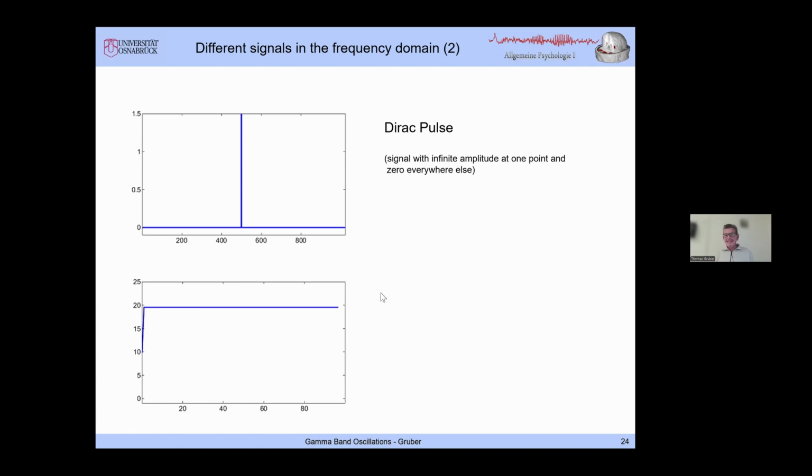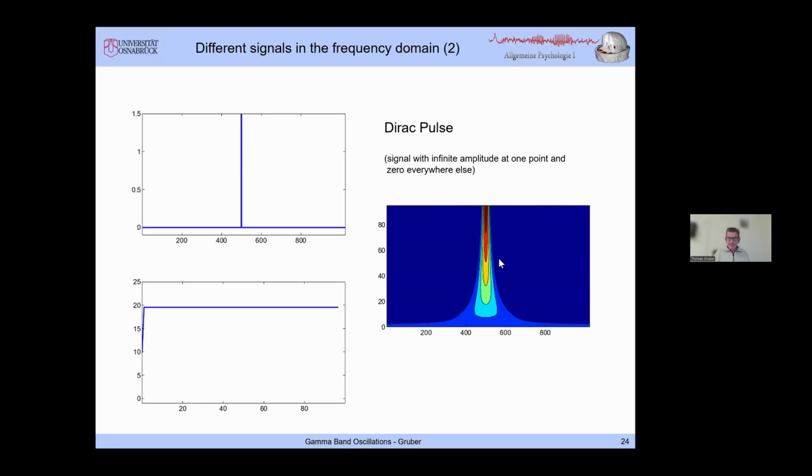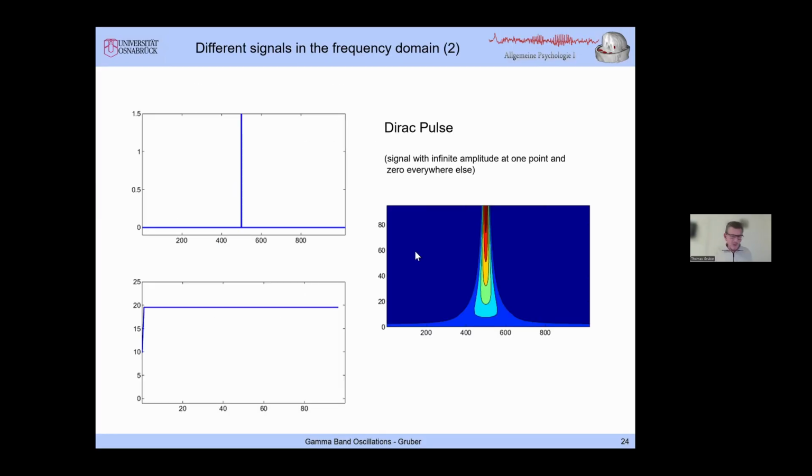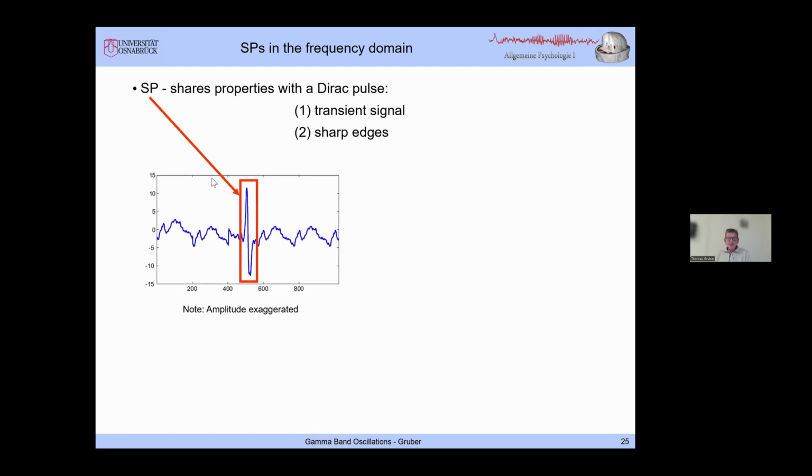And if we look at this Dirac pulse in a time by frequency transform, then you see the following. Here's your Dirac pulse, but you can only model it by adding all frequencies. It starts at 5 Hertz and 20 Hertz, 40, 60, 80. You need all frequencies to model this Dirac pulse. So now comes the problem. Now let's go back to our miniature saccades and our saccadic potential. This saccadic potential shares properties with the Dirac pulse. Namely, it's a transient signal, very short-living, and it has sharp edges.